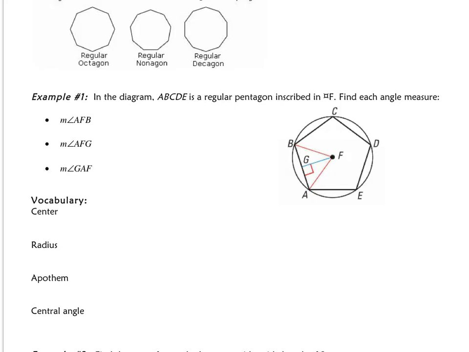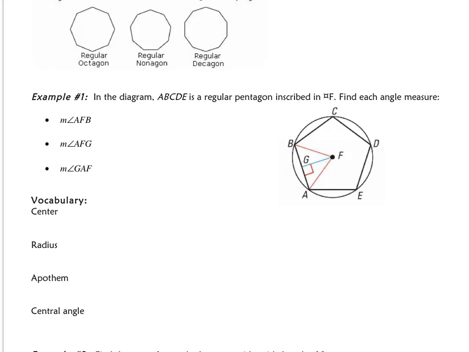Well, a regular polygon means that it's convex, meaning it doesn't cave in on itself. It's equilateral, meaning all of its sides are congruent. And it's also equiangular, which means all of its angles are congruent. So here we have triangle through decagon. For all of these regular polygons, all sides would be congruent and all of their angles would be congruent.